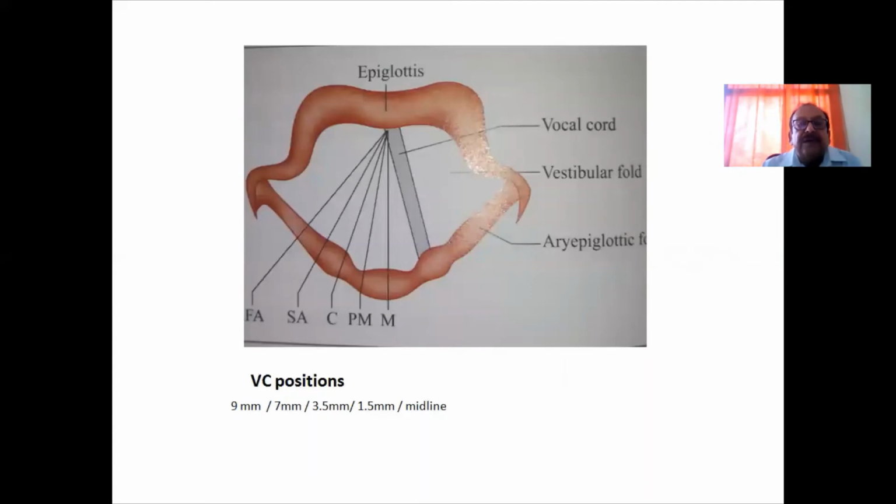Now there are different positions of vocal cords. This is the median position, when both the vocal cords are tightly adducted and closed. Paramedian position, when they are 1.5 millimeter away from the midline. The cadaveric position, when they are 3.5 millimeter away from the midline. Then 7 millimeters away from the midline and 9 millimeters away from the midline, that is full abduction.